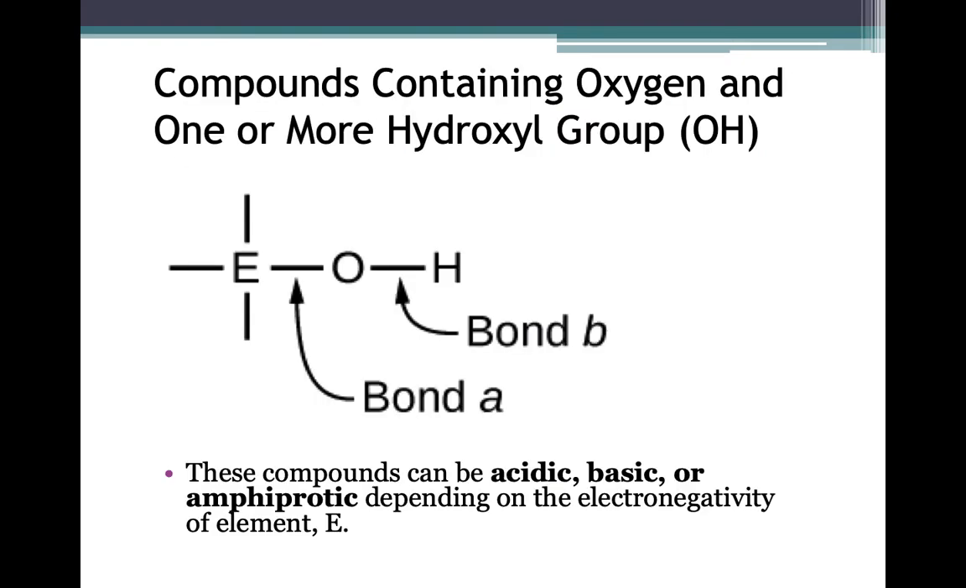Now, for compounds that contain oxygen and one or more hydroxyl or OH groups, we look at bond A between everything else and the oxygen, and that will have an effect on bond B. So the compounds can be acidic or basic or amphoteric, or amphiprotic. We know that water is amphiprotic, and it has a hydrogen, oxygen, hydrogen. It can either accept a hydrogen or donate a hydrogen, depending on what's with it. And so we're going to look at the electronegativity of element E to determine whether it'll be an acid, a base, or amphiprotic.